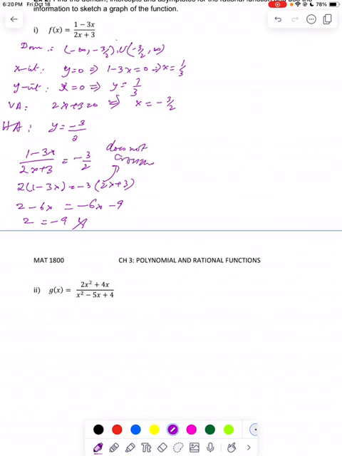Okay, and now we try to graph it on the right. So I have the VA at x equals -3/2, and the HA is at y equals -3/2 as well.